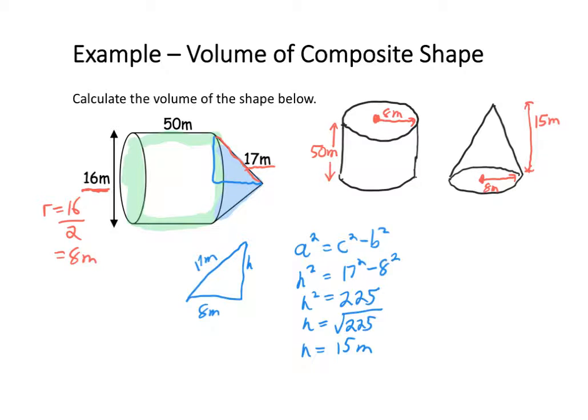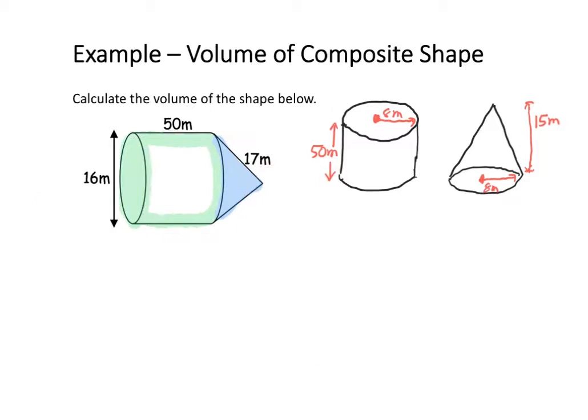So now I've got all of my measurements. I can go ahead and calculate the volume of each of those individual shapes. I'll start off by calculating the volume of the cylinder. And the formula for that is pi times radius squared times the height. So now I can go ahead and substitute in those values. Pi times the radius of 8 squared times the height of 50, which is equal to 10,053.1 meters cubed.